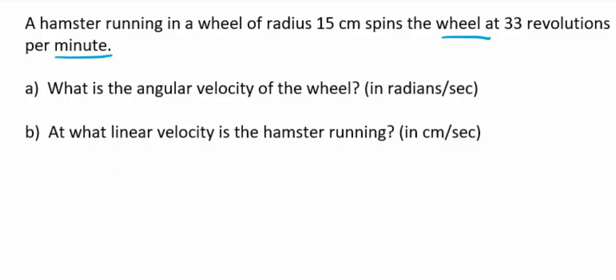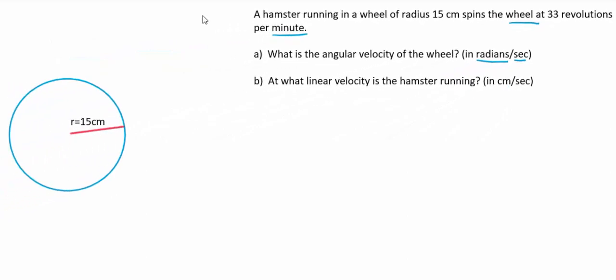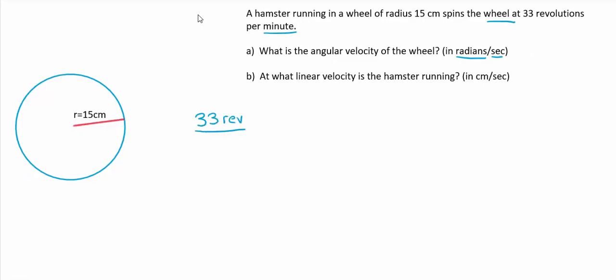And note that they want my answer in radians per second. So the given information is in minutes, and I need my answer in seconds. So I'm going to start by writing down what was given to me, and that was the wheel is turning 33 times around the circle every minute. Since my final answer needs to be in radians per second, I'll write that over here, and I think of that as my goal. How do I get these units of revolutions per minute converted into radians per second?